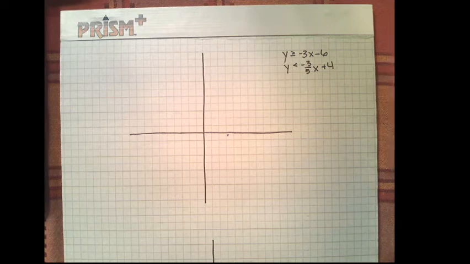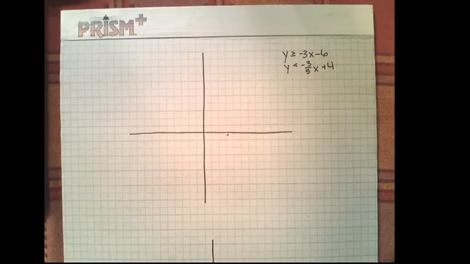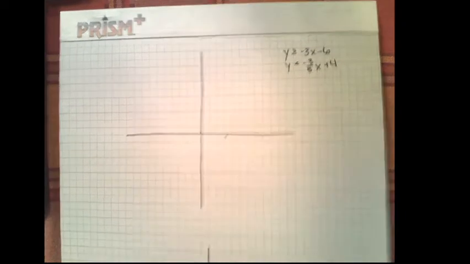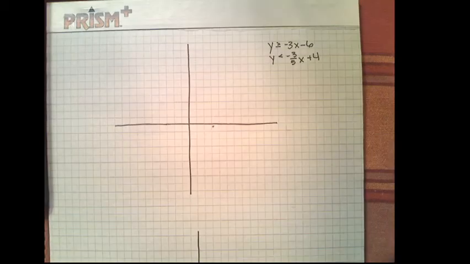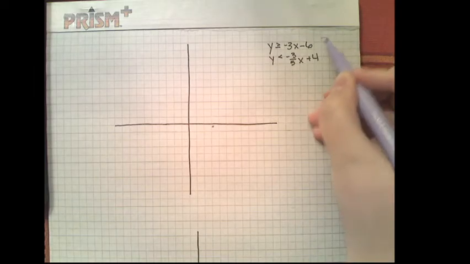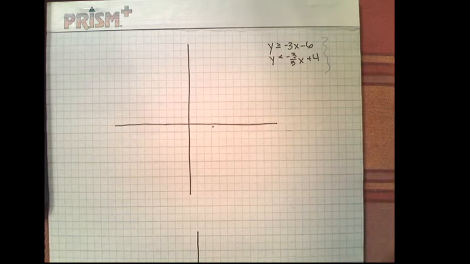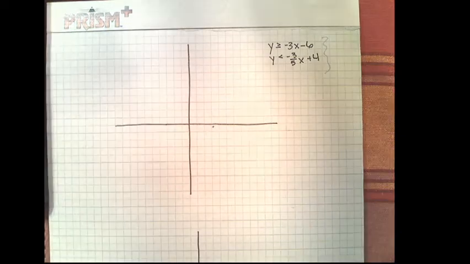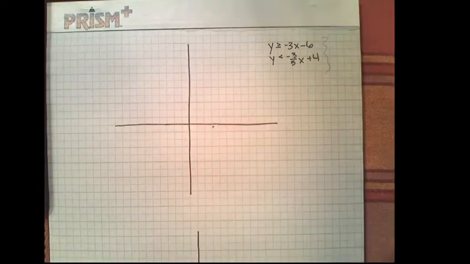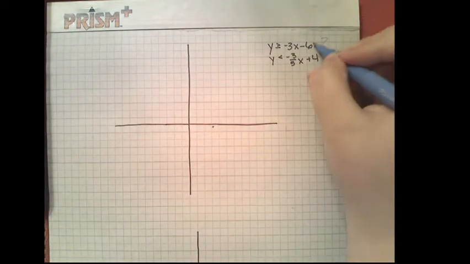Hello everyone. Today we are going to continue our talk on inequalities, but we're going to talk about systems of inequalities. And if you remember, we've already talked about systems of equations. Systems of inequalities are very, very similar. It is two or more inequalities, and what we are going to do is graph them and find the solution. So let's start by graphing this first one.